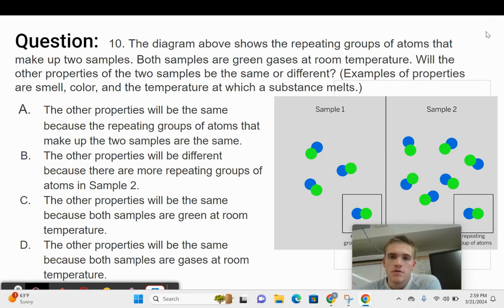The diagram shows the repeating groups of atoms that make up two samples. Both samples are green gases at room temperature. Will the other properties of the two samples be the same or different?